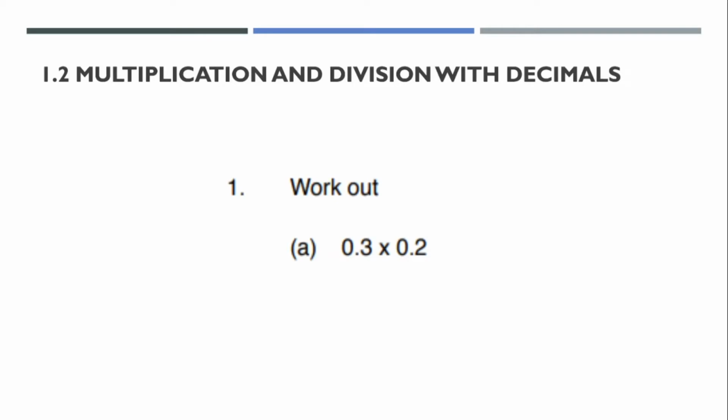So number 1, 0.3 multiplied by 0.2. For this you can just do 3 times 2 and you get 6, and push the decimal point 2 times back, then you get 0.06.